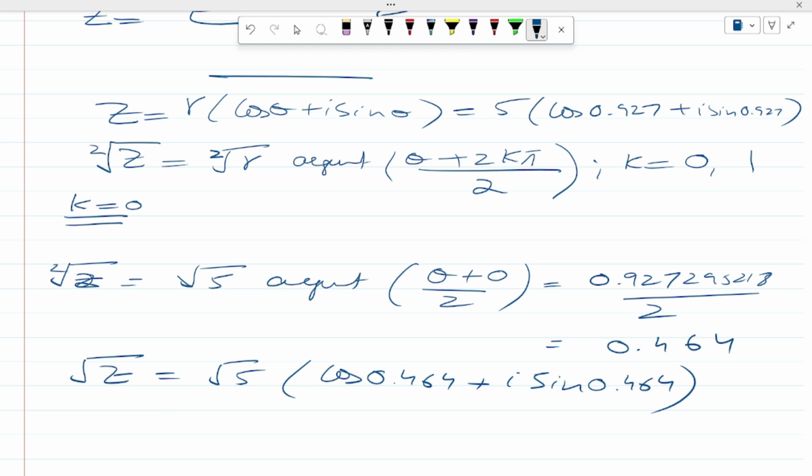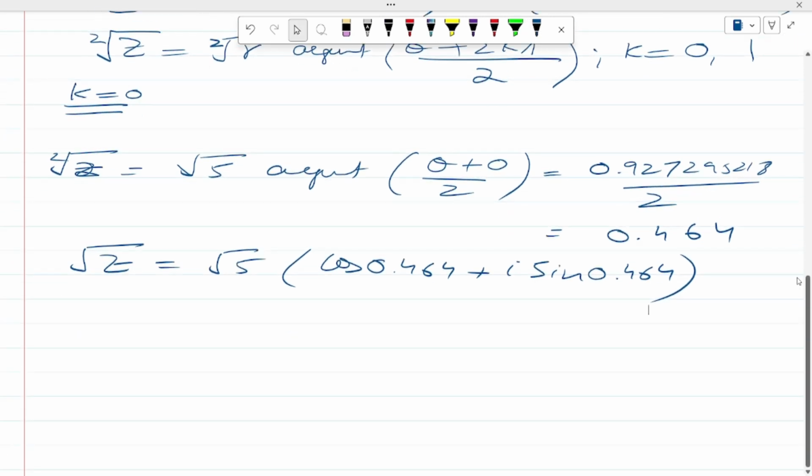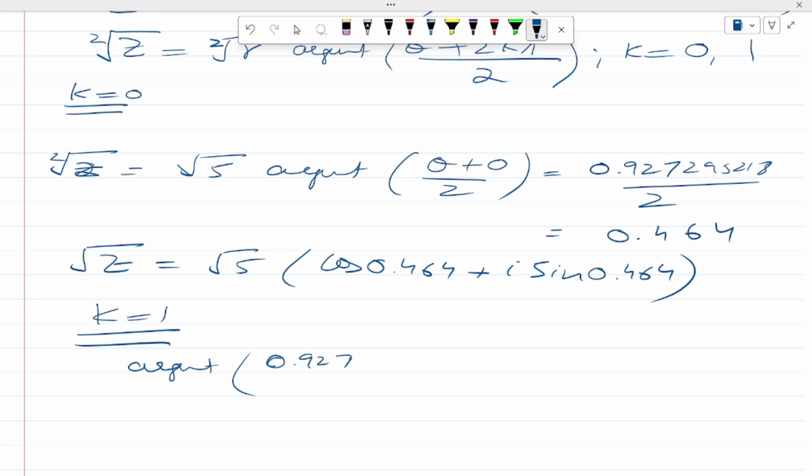Similarly, now let's find the next argument. The main tricky part is the argument. So let's find the argument when k is 1. I'm going to work on the argument first. The argument is going to be theta, so theta is 0.927295218 plus 2k pi. K is 1, so it is plus 2 pi, divided by 2.